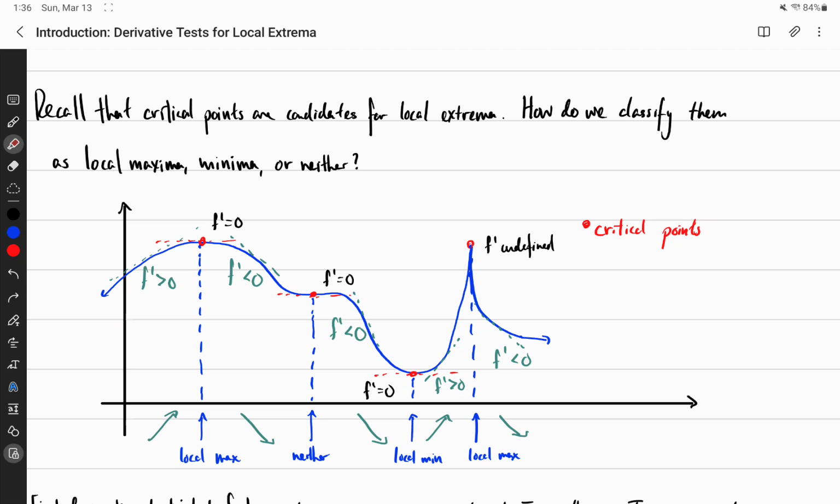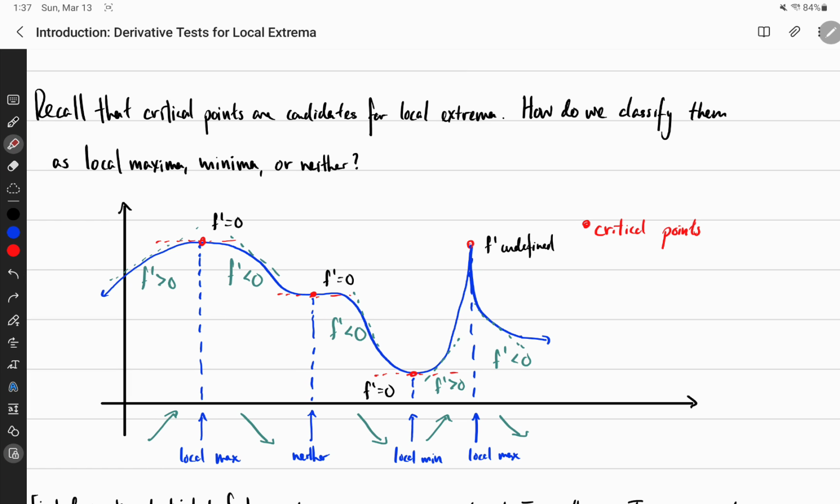So I want to start off by just giving a visual example. I've drawn here a function in blue, and I have picked out the critical points, 4 of them, in red. It's pretty easy to see that the first and last ones are local maxima, the third one is a local minimum, and the second one here is actually neither.